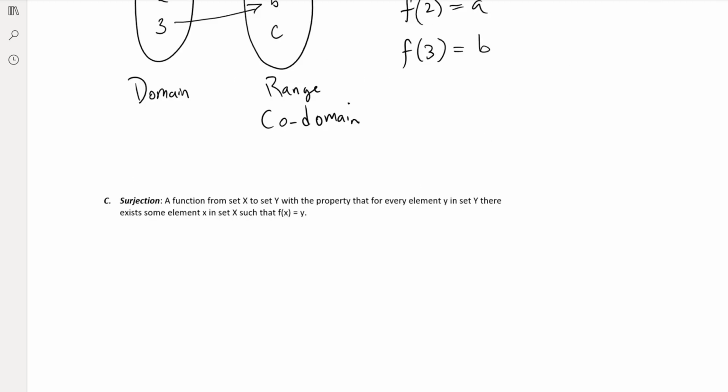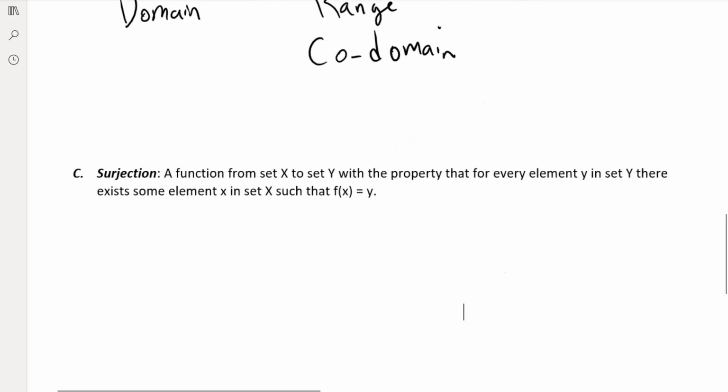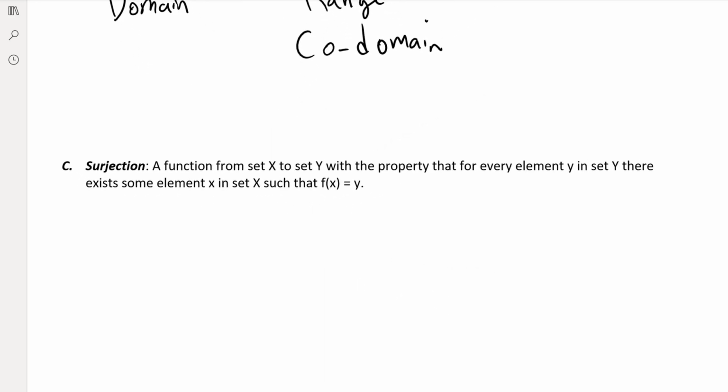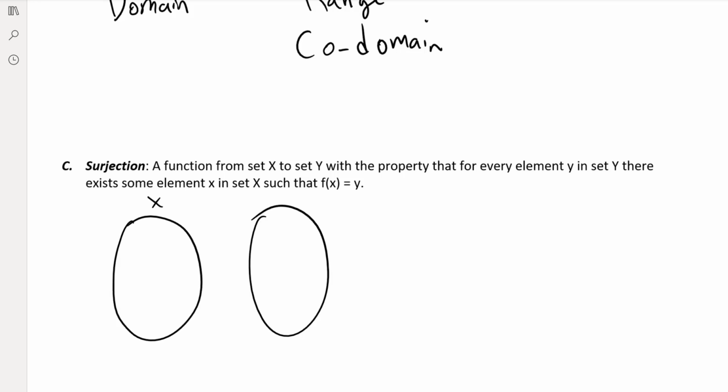Okay, the next definition that I'll introduce is surjection, which is a function from some set X to set Y with the property that for every element lowercase y in the set Y, there exists some element lowercase x in the set capital X, such that f at x produces the lowercase y value. So we can illustrate that by drawing two sets. Here's X and here's Y.